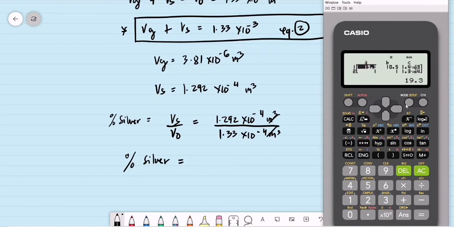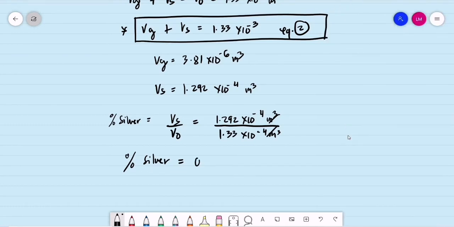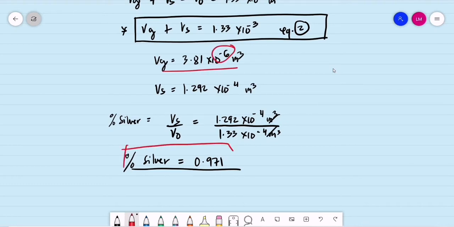Okay, so this is 1.292 times 10 raised to negative 4, divided by the total volume of the crown, 1.33 times 10 raised to negative 4. Okay, so we have a percentage of 0.971. So ito yung fraction. So mas maraming silver compare sa gold. Kung mapapansin ninyo, mas maliit yung volume ng gold, times 10 raised to negative 6. Ito yung percentage ng silver.